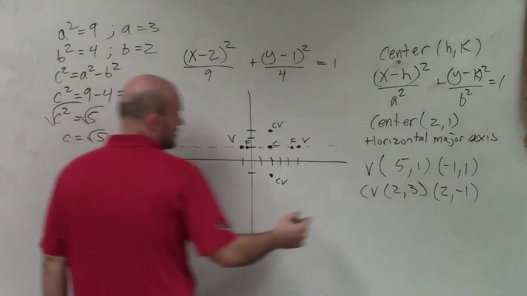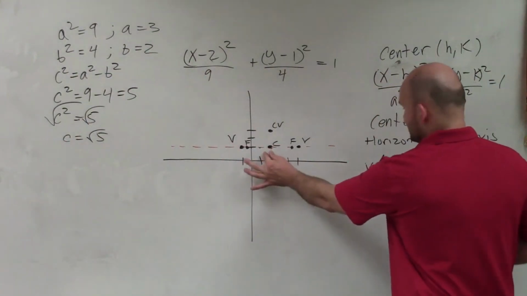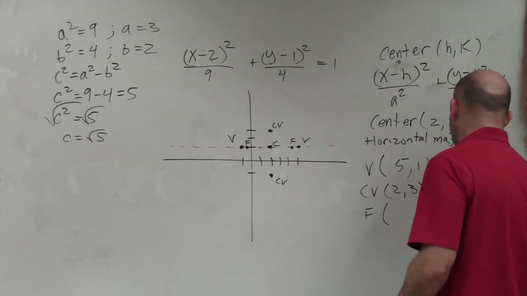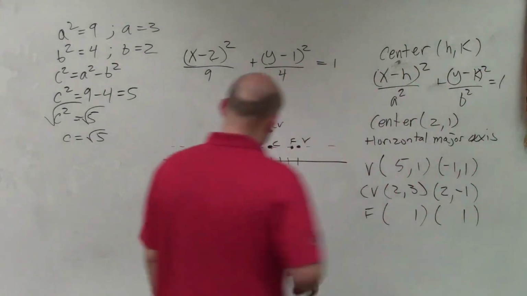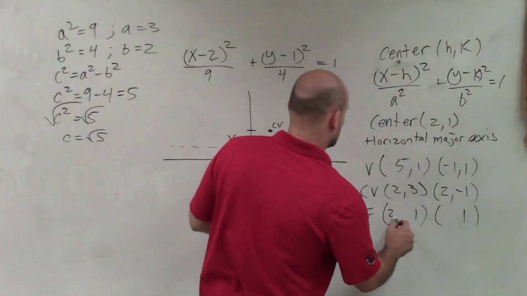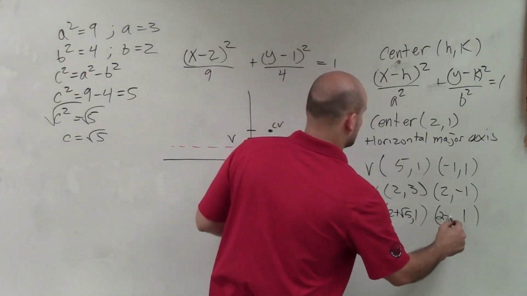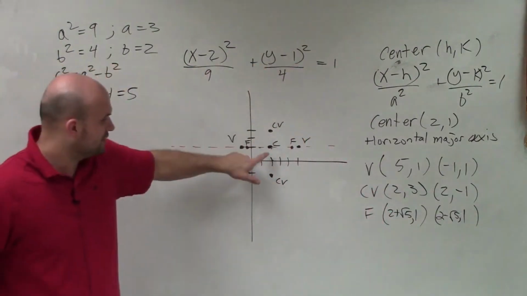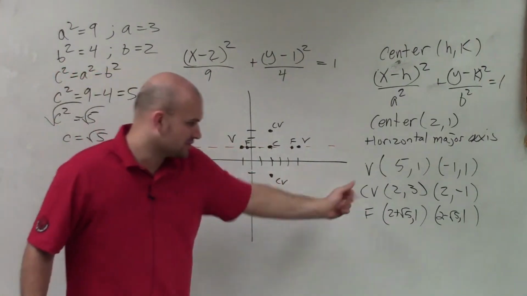And now, when writing in my foci, again, I'm going from the center. So I know that the y coordinate is always going to be the same. I don't need to worry about that. I know it's going to be 1. But now I just went 2 plus the square root of 5 and 2 minus the square root of 5. Right? That's all I put in. I took 2, and I added square root of 5, and then I subtracted square root of 5. So those are going to be my two foci.